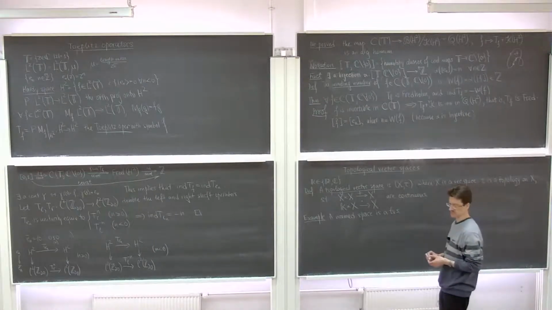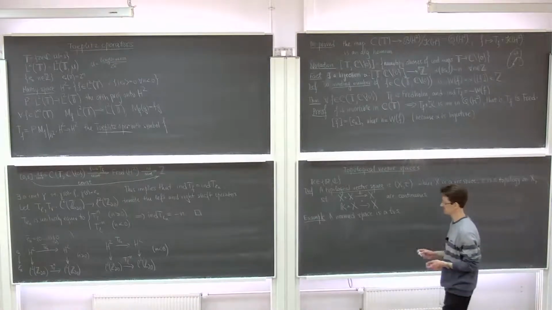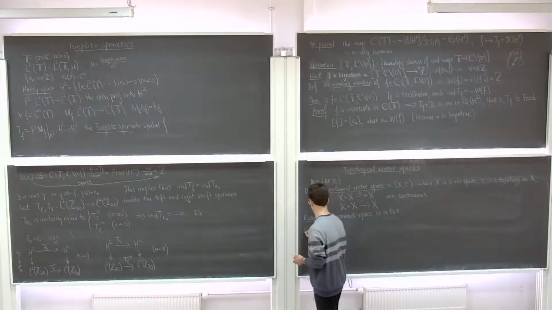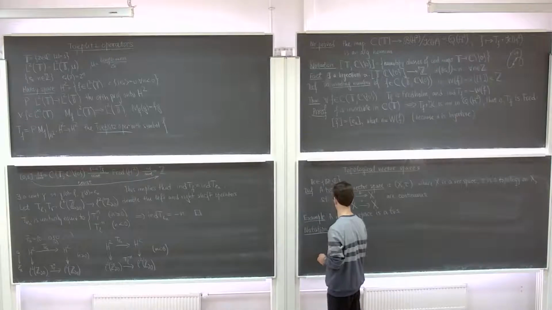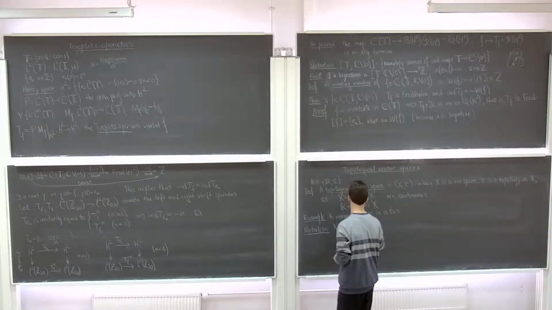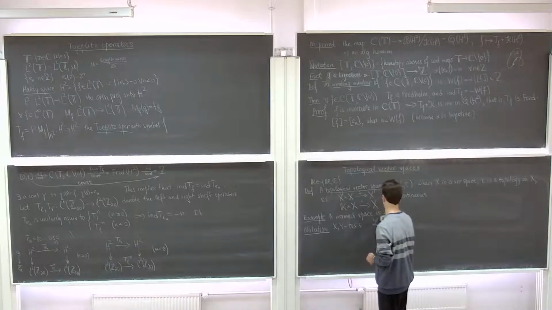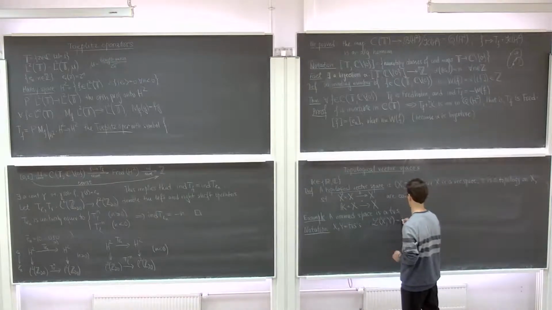Obviously, topological vector spaces form a category. So the morphisms are just continuous linear maps. So we will use the following notation. Here we have two topological vector spaces X and Y. Then we denote by script L of X, Y the set of all continuous linear operators from X to Y.